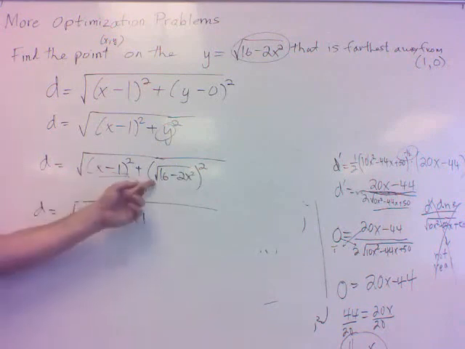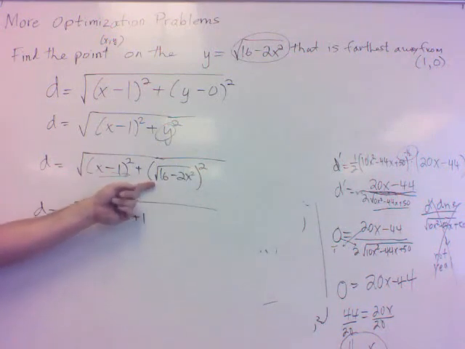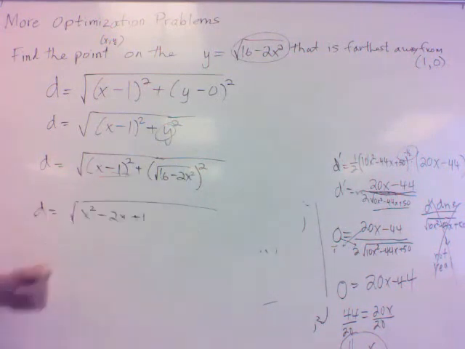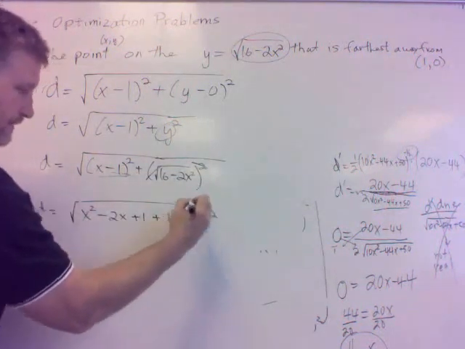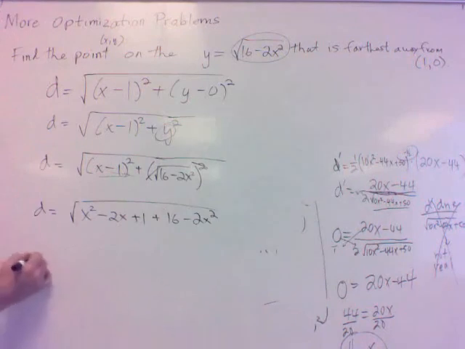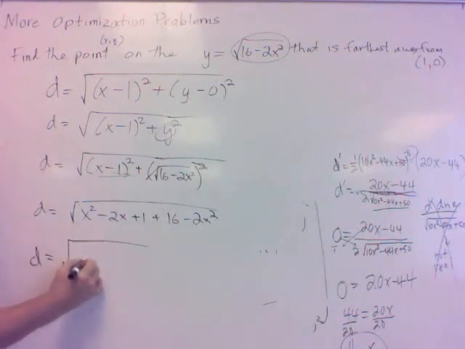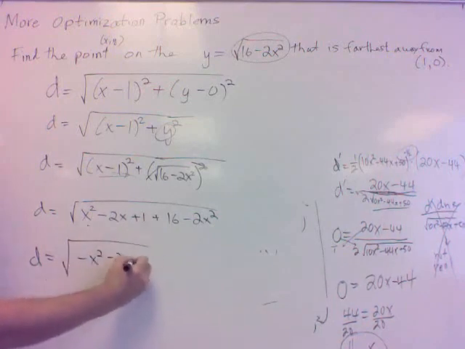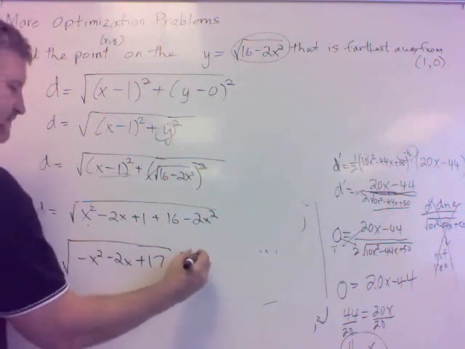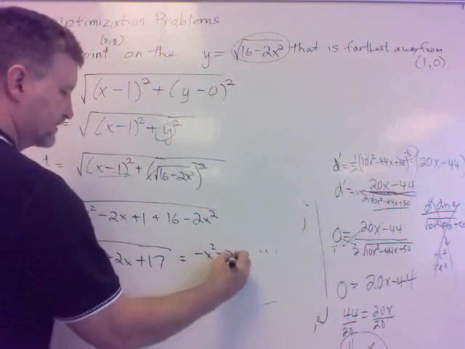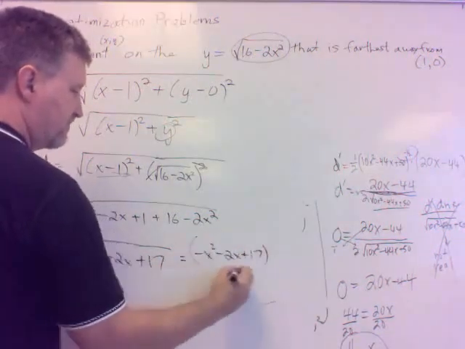But something real nice happens right here, doesn't it? What happens here for the y's? Yeah, the square root and the square cancel out. That's just 16 minus 2x squared. So D winds up being the square root of minus x squared minus 2x plus 17. With me? Or, for purposes of derivative, minus x squared minus 2x plus 17 to the 1/2 power.